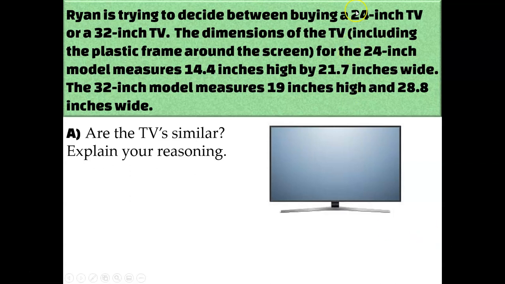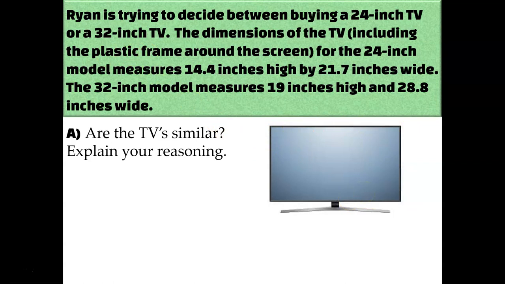Little known fact, when you're shopping for whatever size TV, the 24-inch or 32-inch or 75-inch, whatever size TV you're getting, that measurement is actually the diagonal length from one corner across the TV to an opposite corner, not the length or the width. So instead we're going to look at the actual lengths and widths of each of these TVs, and you'll notice the instructions say it does include the plastic frame that goes around the screen.